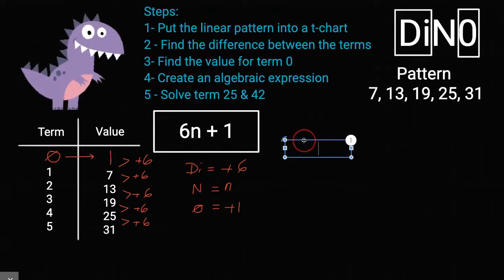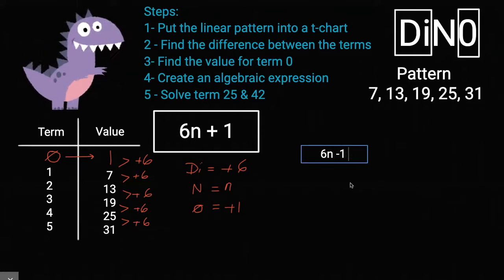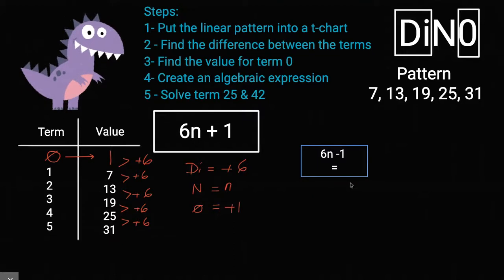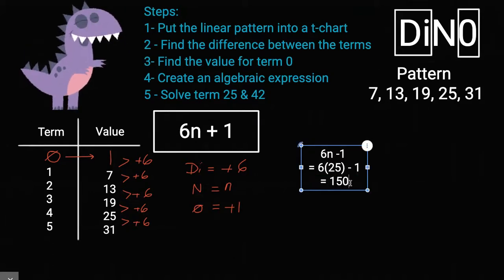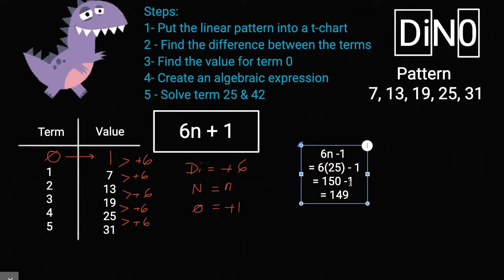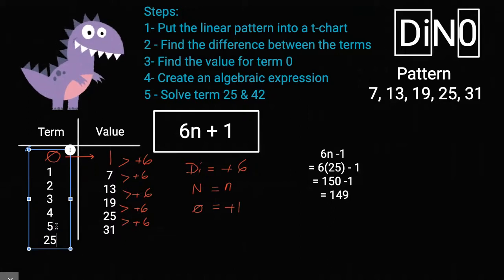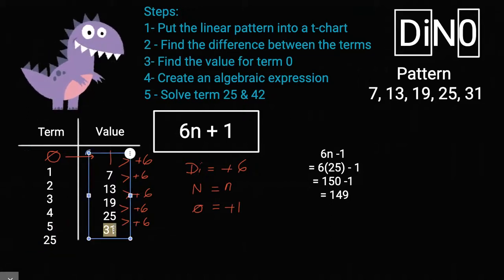Again, I always start with my expression. I lost my text box. Okay, so 6n plus 1. I will replace my variable with the term I'm looking for. So 6 times 25 plus 1. Okay, so that's 150 plus 1. And then that would be equal to 151. Okay, so what that tells me is that when my term is 25, my value is 151.